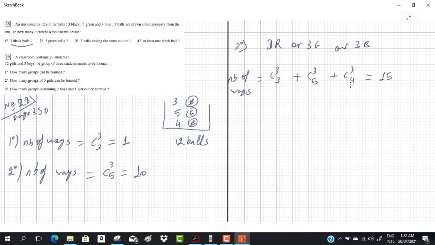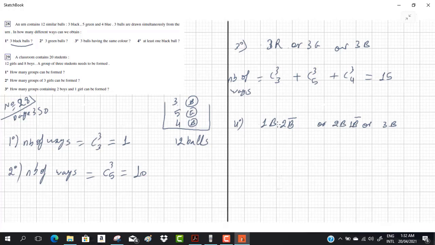At least one black ball. Part 4. At least one black ball. At least one, it means 1 black, or 2 black, or 3 black. And when you say 1 black, it means that 2 are not black. Not black, we are going to call it B bar. 2 black, okay? If you have 2 black, so it means, and 1 not black.